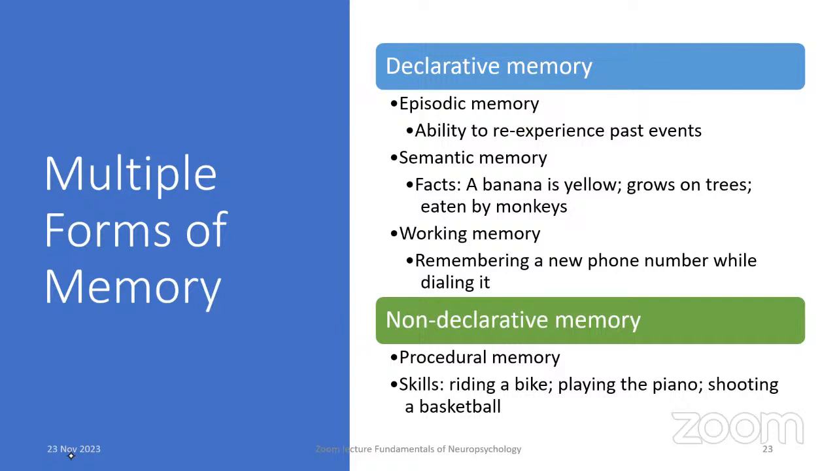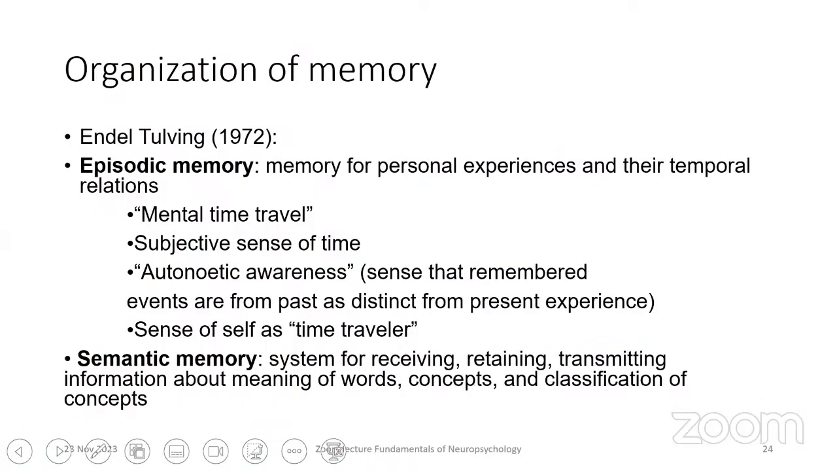The non-declarative memory is very important. The procedural memory, like riding a bike, playing the piano, shooting basketball, all these things are learned at the subcortical level, you can say. And the important thing is that procedural memory can be cultivated in Alzheimer's patients because it doesn't require a hippocampus to recall. So, Tulving in 1972 talked about episodic memory. He said it is memory for personal experiences and their temporal relations. It's in fact a mental time travel, or a subjective sense of time.